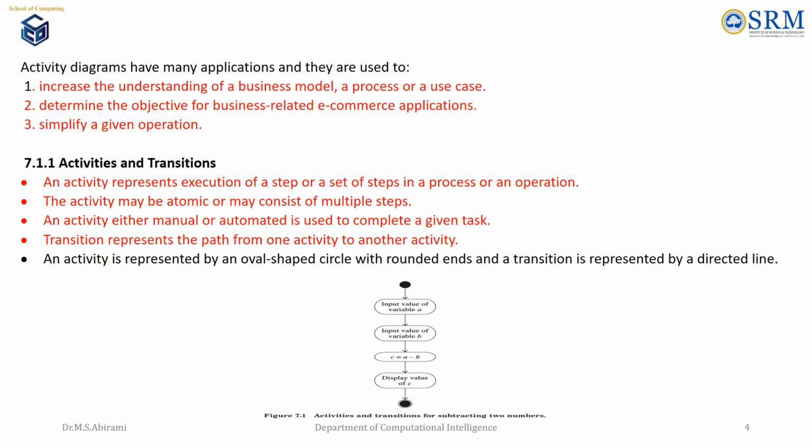An activity is represented by an oval shaped figure with rounded ends, and a transition is represented by a directed line. So, in figure 7.1, activities and transitions for subtracting two numbers are: input the value of variable A, input the value of variable B, then C is equal to A minus B, then the value of C will be displayed.